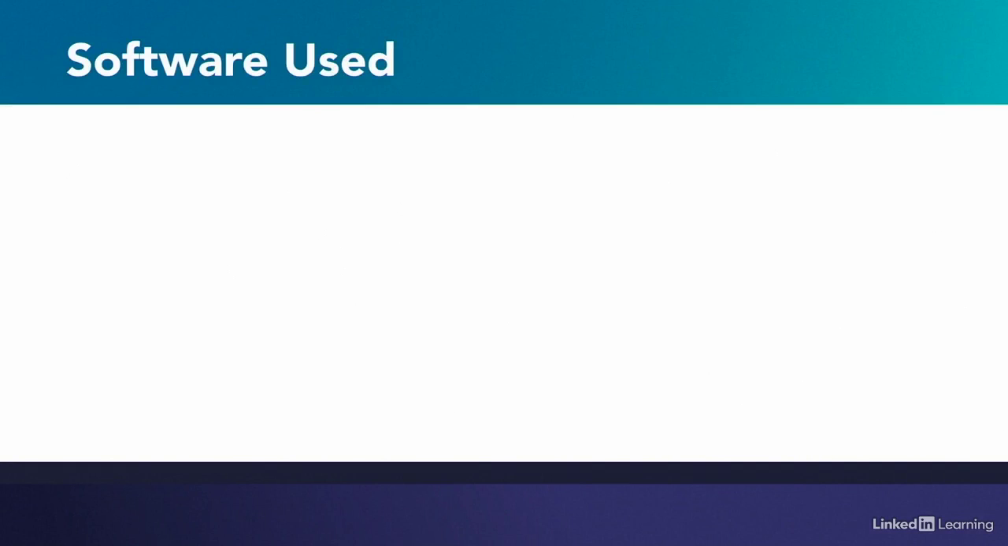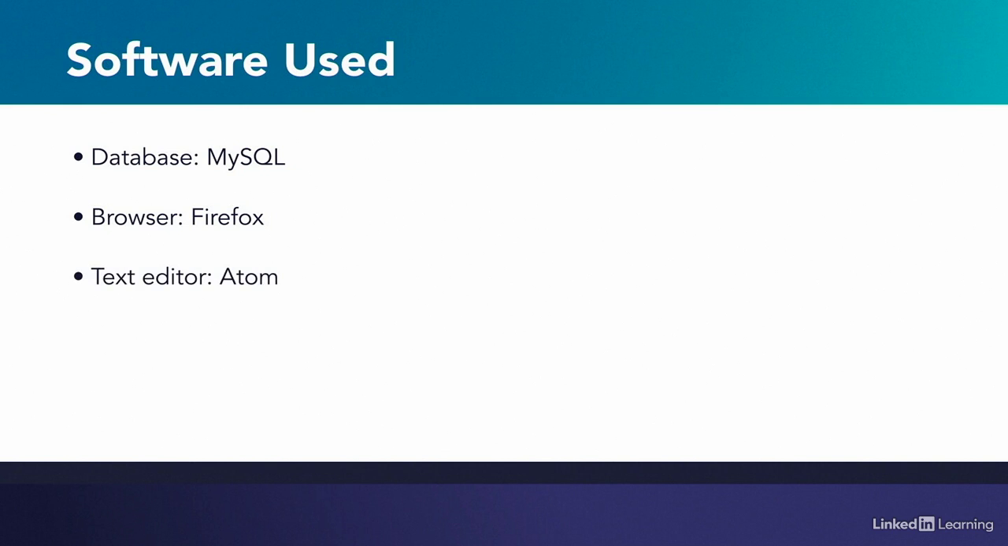Once you have everything installed, you'll also need to decide what database and other software you're going to be using. I'll be using MySQL as a database. The browser I'm going to use is going to be Firefox, and the text editor is going to be Atom. All of these are excellent choices, and as a bonus, all of them are cross-platform compatible so that you can use them on both Mac and Windows. You can feel free to make your own choices, but you may need to make some adjustments as you follow along.